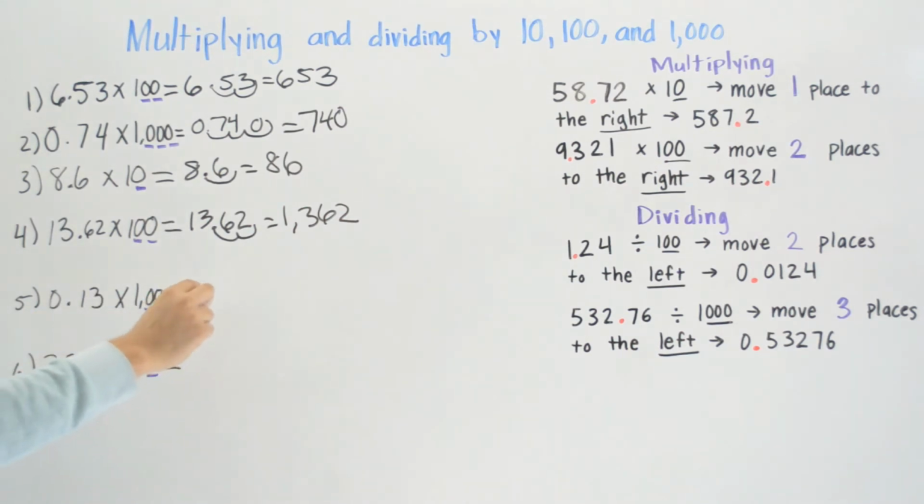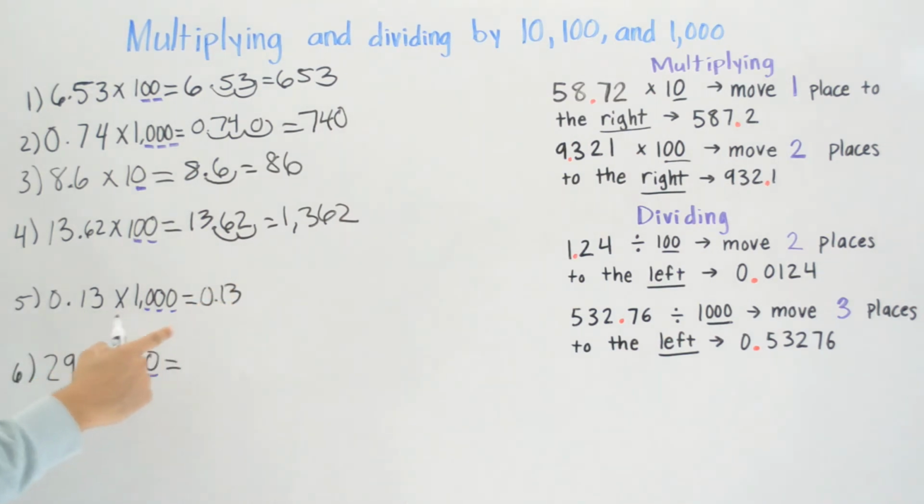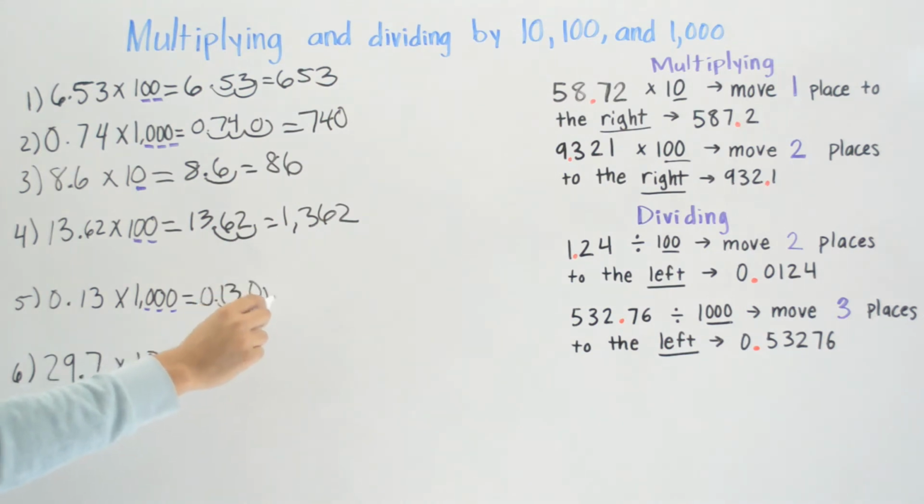For the thousands, we're going to move it 3 times. So we have 0.13. And we're going to move it 3 times. So we got 1, 2, 3. So our answer is going to be 130.